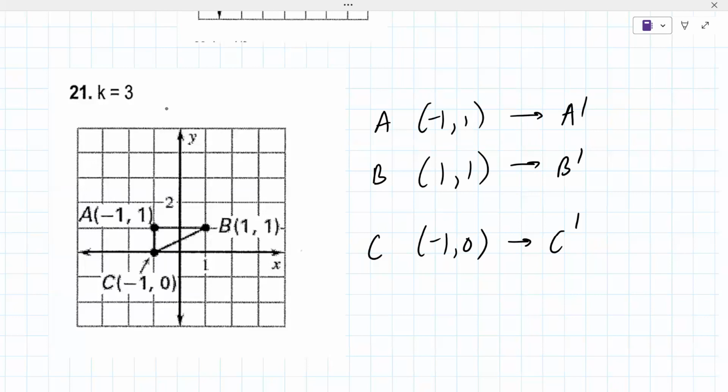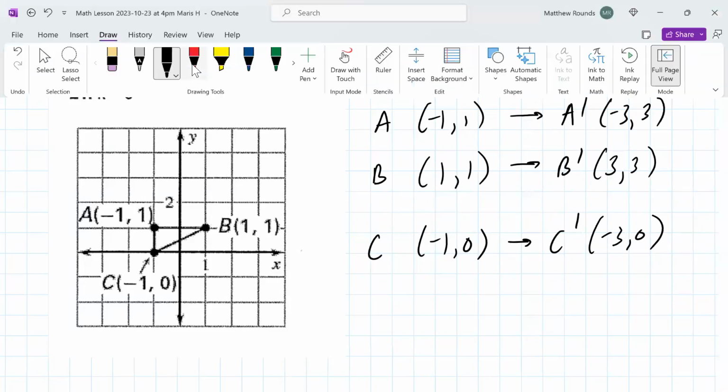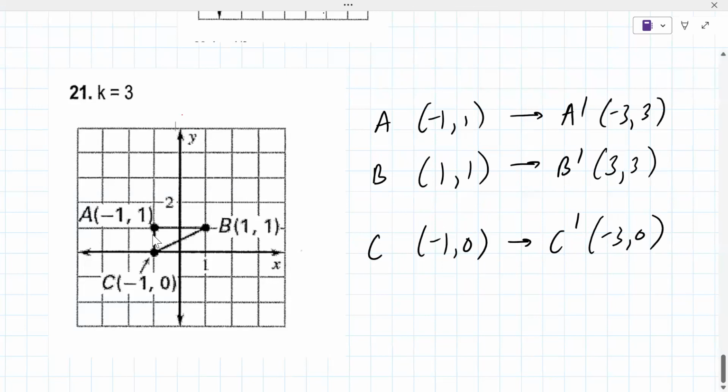A prime negative 3, 3, yes, and B prime is 3, 3, negative 3, 0. All right. Go ahead and, if you can, make a sketch either of this original and then the enlarged one. Kind of be cool to see what happens. It becomes larger. Yeah, you should see it get quite a bit larger.